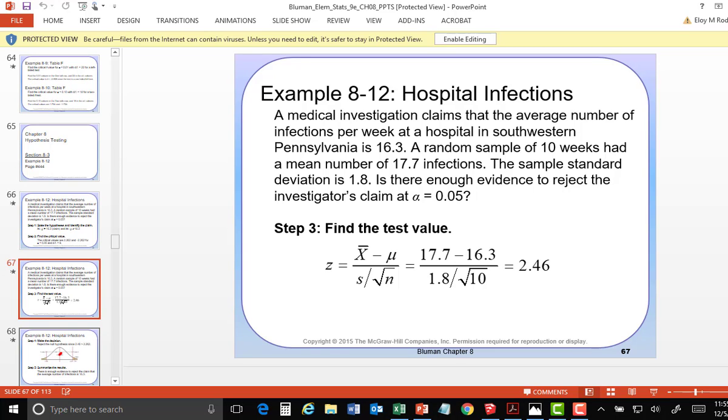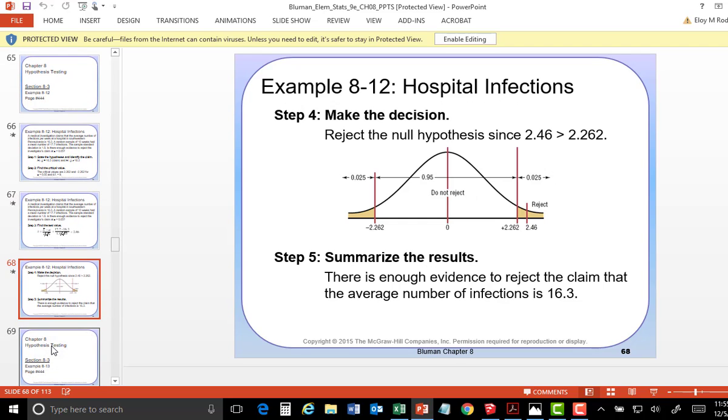Remember the significance level. We had a significance level of 0.05. So we go here. Now, notice what we did: we divided the 0.05, as usual, by 2. So we have 0.025 this way and 0.025 this way. Yes? That's our significance level. Now, our test statistic hit right here.